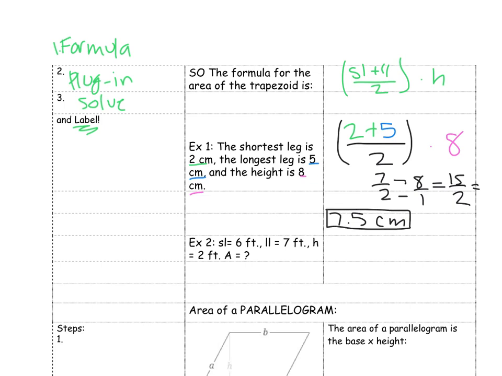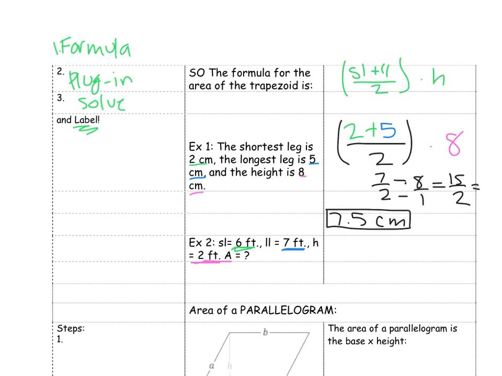Alright, so this one looks a little bit different, but it's still asking us those same kinds of questions. So we have the short leg, which is 6 feet. We have the long leg, which is 7 feet. And then we have the height, which is 2 feet. So again, let's plug in what we know.